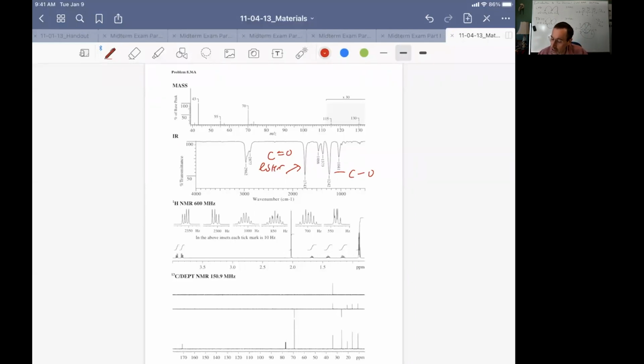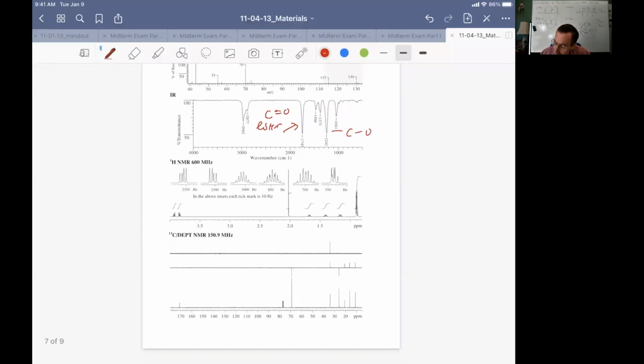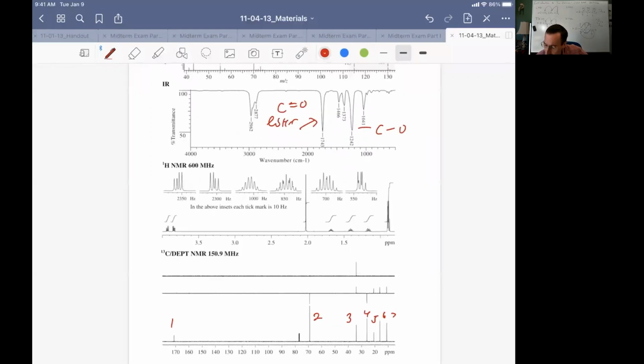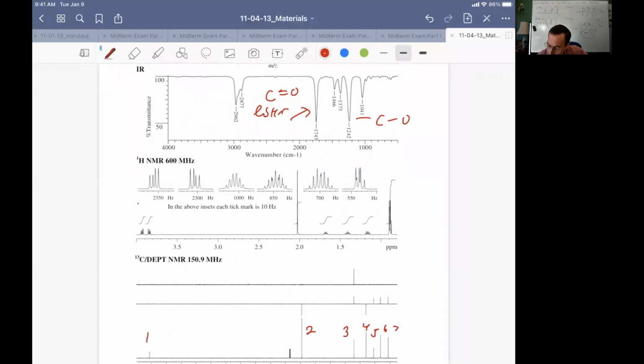I generally don't rely on this because it's pretty hard to be certain, but it can be useful. And I look at the carbon NMR spectrum and I see 1, 2, 3, 4, 5, 6, 7 resonances. And I worked out my integrals with my grid and I saw that I have 1 hydrogen, 1 hydrogen, 3 hydrogens, 1 hydrogen, 1 hydrogen, 1 hydrogen.